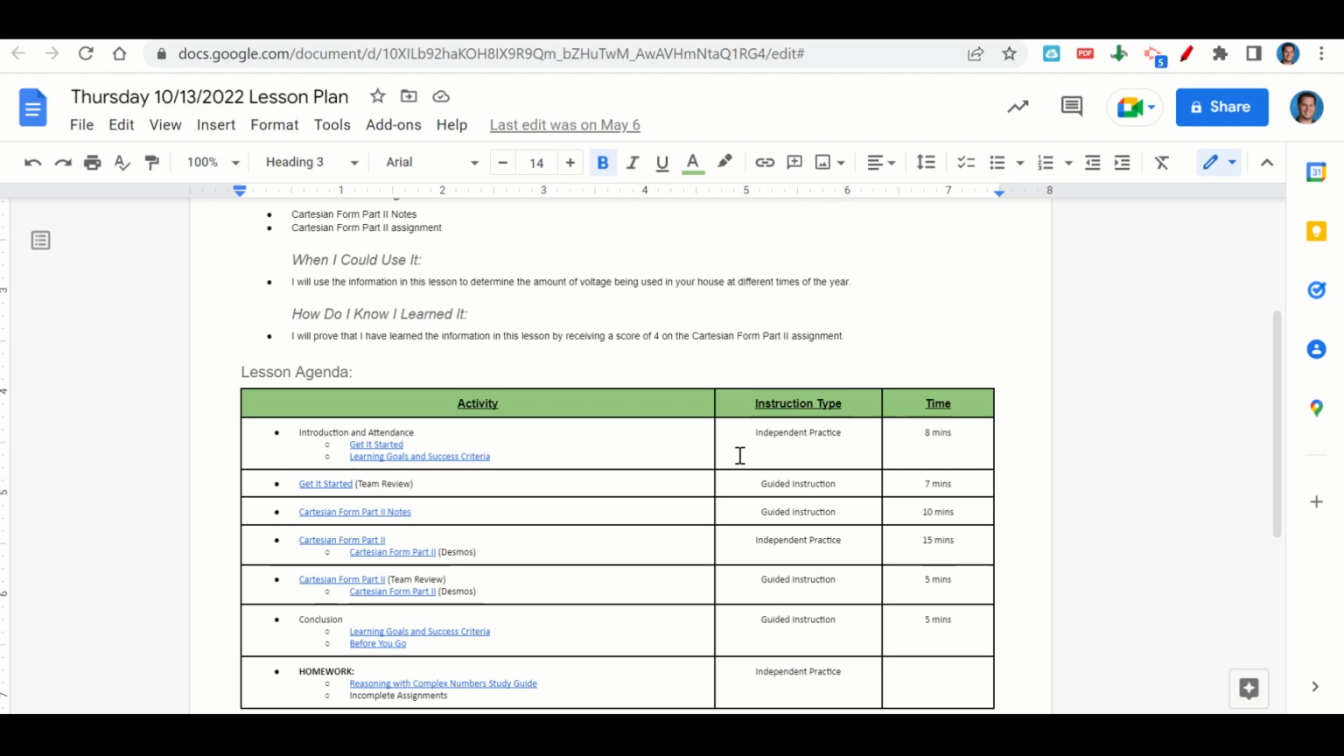At the end of class, we'll go back over our learning goals and success criteria while you fill out your Before You Go. Your only homework for tonight is to continue working on the Reasoning with Complex Numbers study guide and any incomplete assignments that you may have.